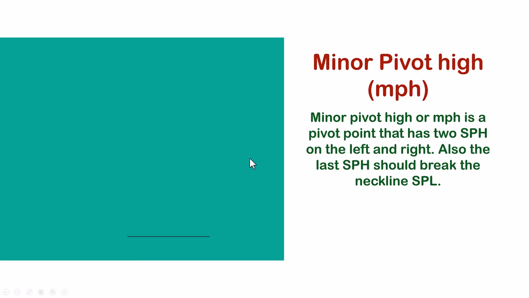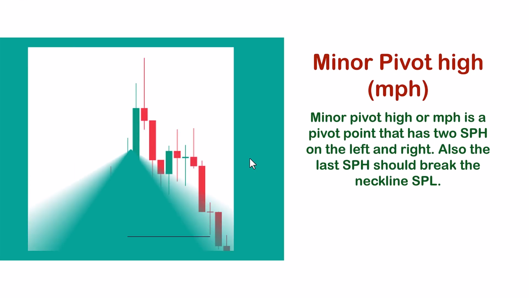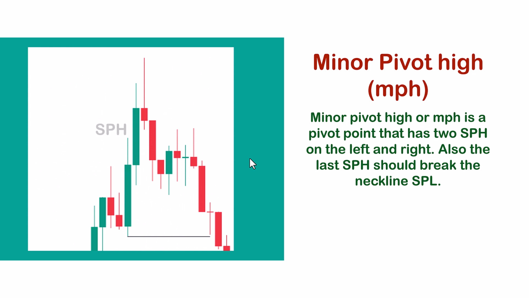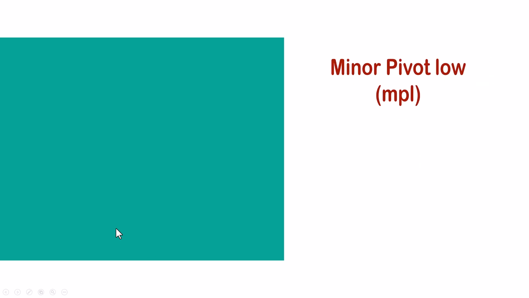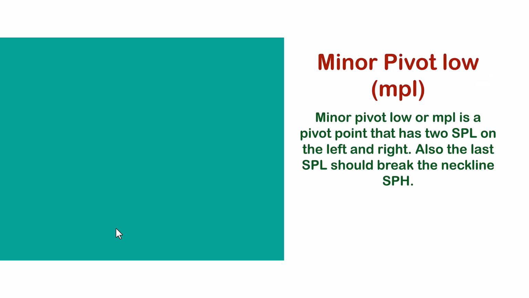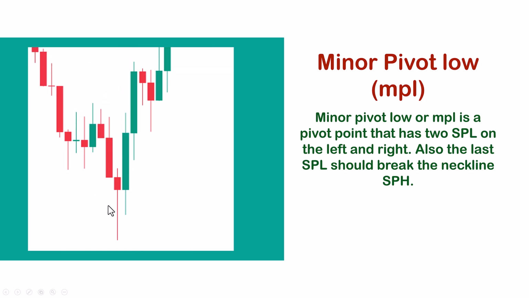Minor pivot high, or MPH, is the minor pivot that happens in highs. For example, we have a SPH here and we have our neckline here. When the last SPH, or swing point high, comes and breaks this swing point low, we have our minor pivot high. And minor pivot lows are when this happens in the lows.